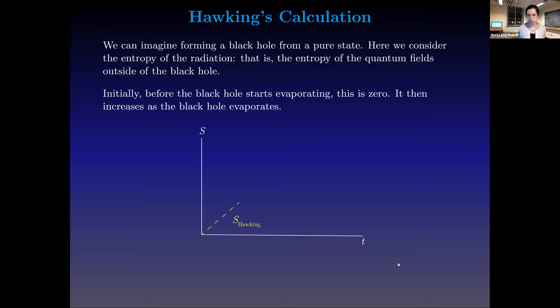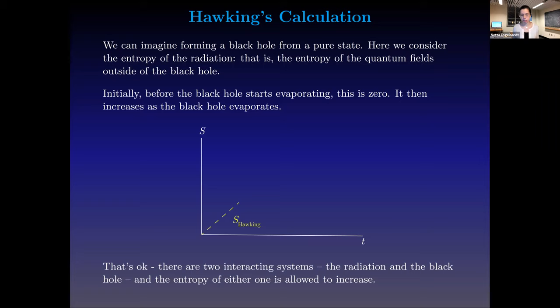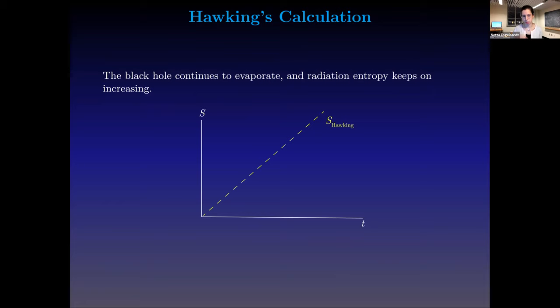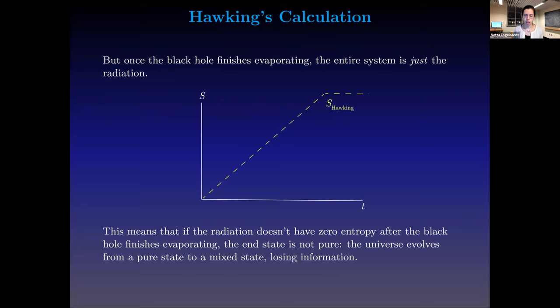And that's okay. Of course, there are two interacting systems, the radiation and the black hole. We expect that the entropy of either one is going to increase since each is now part of the system and not the full system. But Hawking's calculation shows that as the black hole continues to evaporate, the entropy of the radiation keeps on increasing. Eventually, when the system is just the radiation, the entropy is much, much larger than it was to start with. So we started out with zero entropy and ended up in a situation where the radiation is the entire system and its entropy is not zero. So the universe evolves from a pure state to a mixed state, which of course is a violation of unitarity, or what we call information loss.